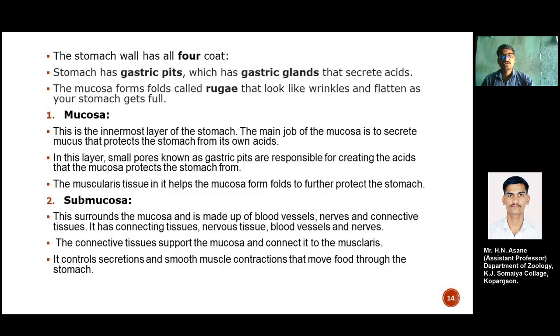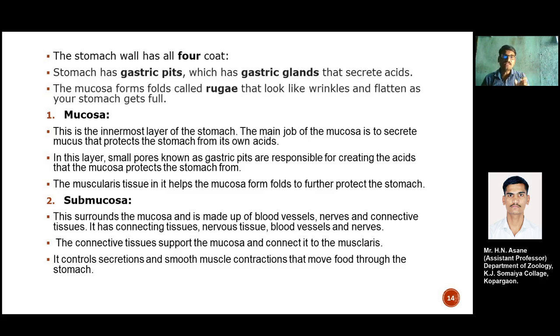But is there a chance that the stomach digests its own lining a little bit? So to protect it from its own secreted HCl or acids, the stomach is going to secrete another substance to protect its layers. That is the mucosa layer secreting the mucus for protection from its own secreted acids.